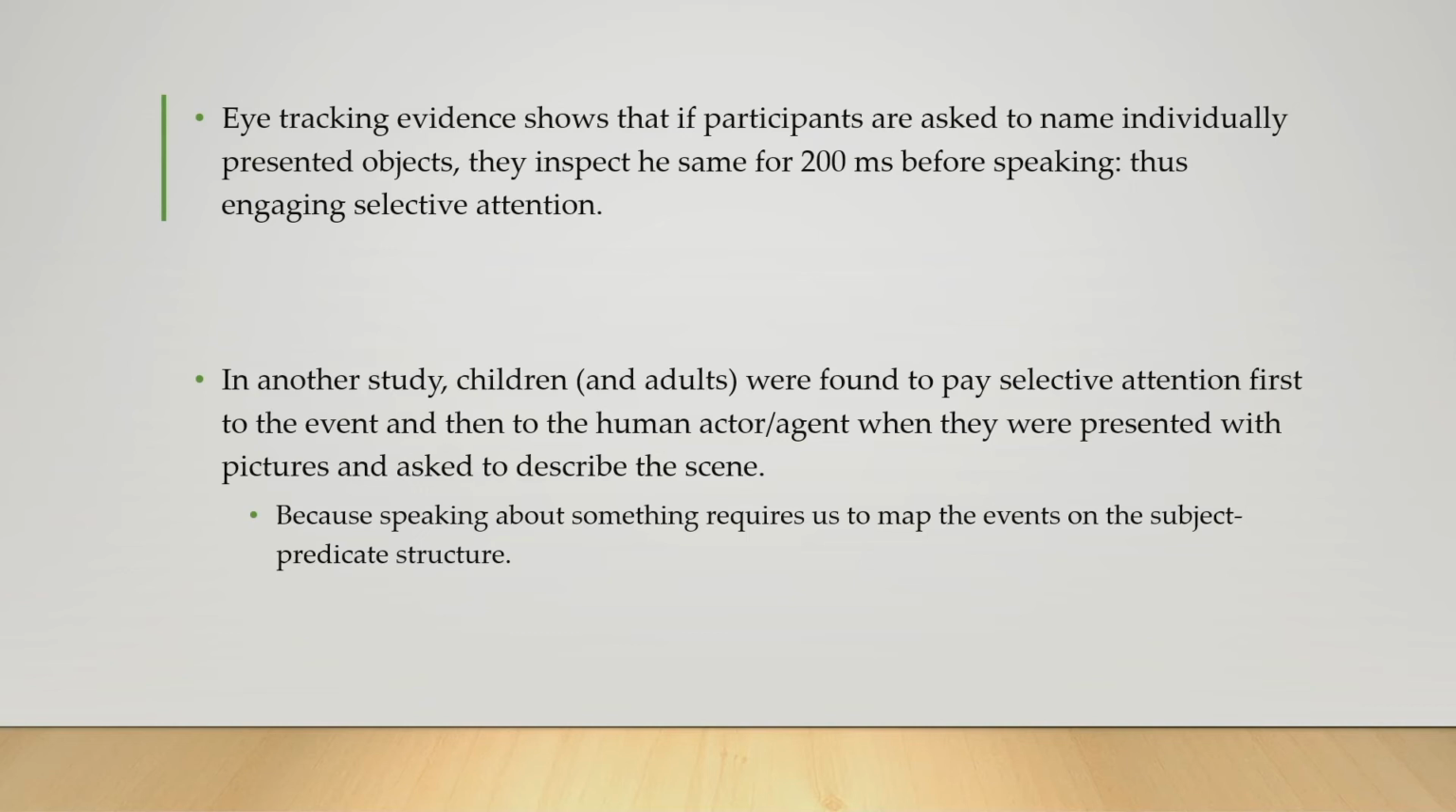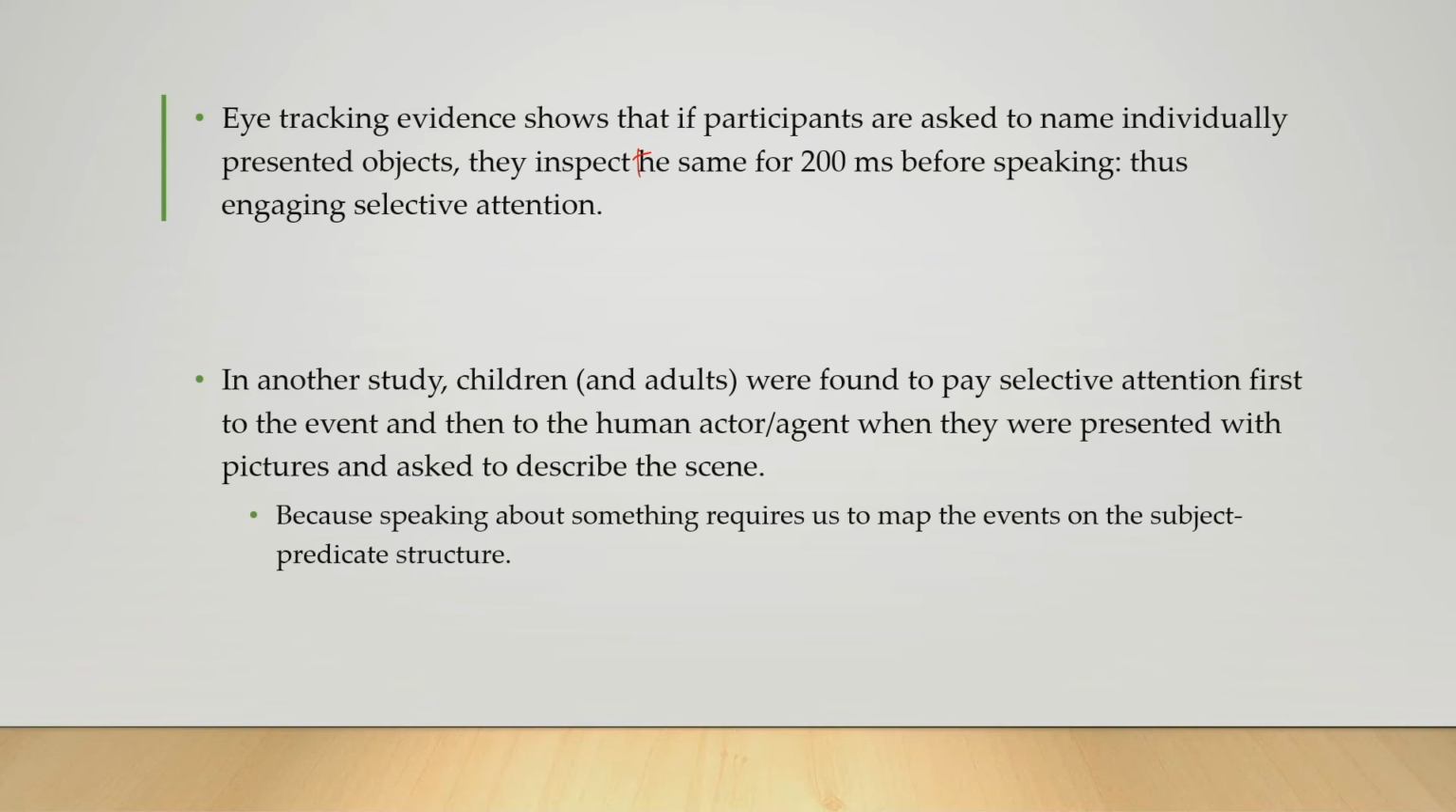Eye tracking evidence from another study shows that if participants were asked to name individually presented objects, they inspect that object for 200 milliseconds before speaking, thus engaging selective attention. When you have to name objects, before they name, they pay selective attention to those objects, spending 200 milliseconds looking at them before they speak.